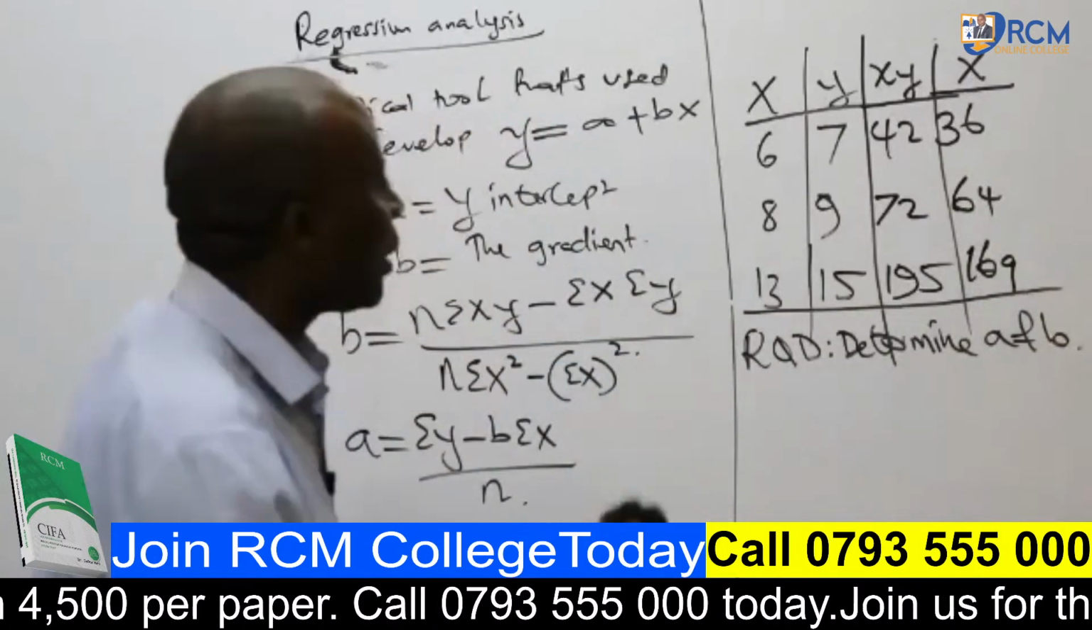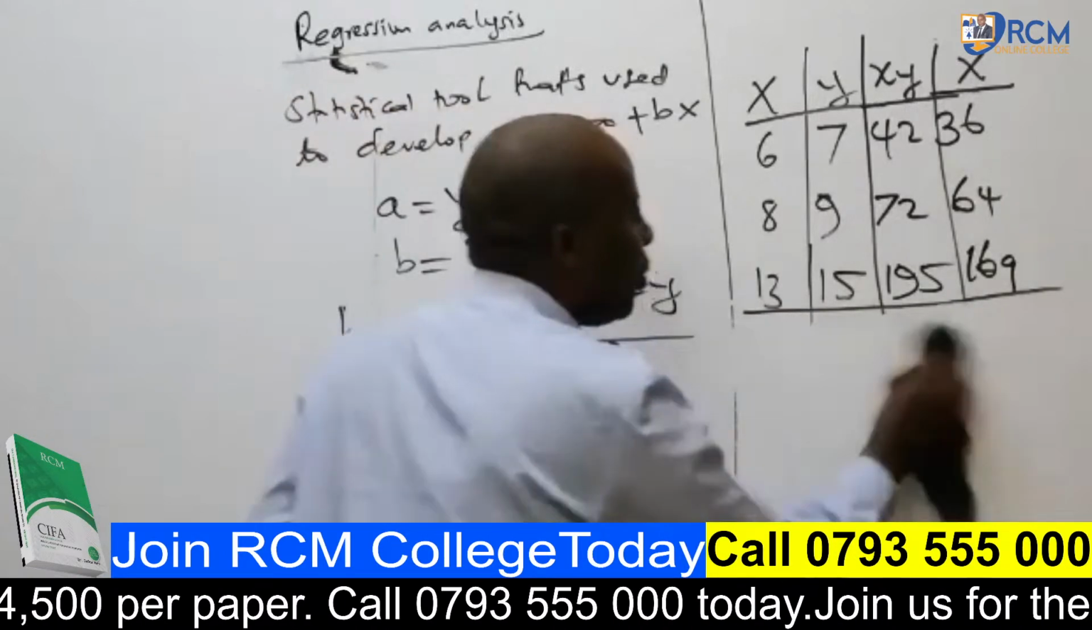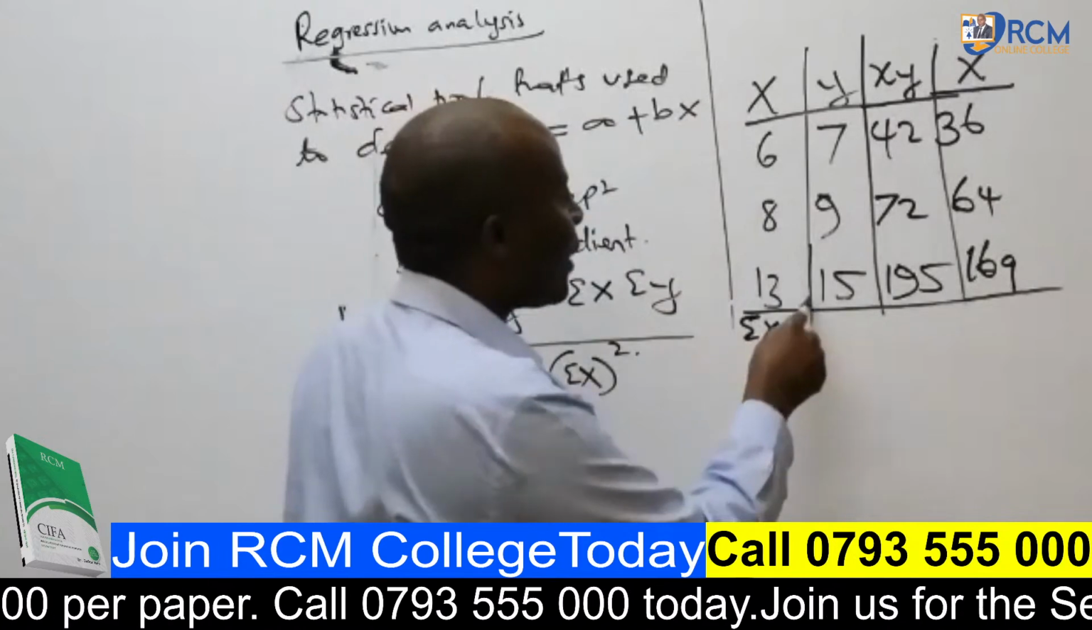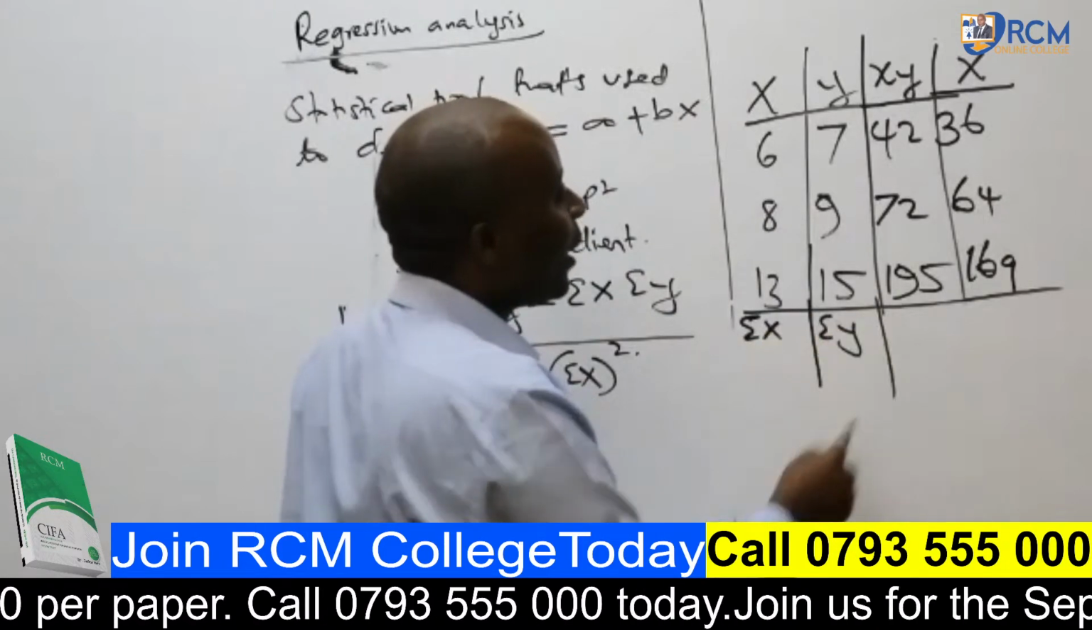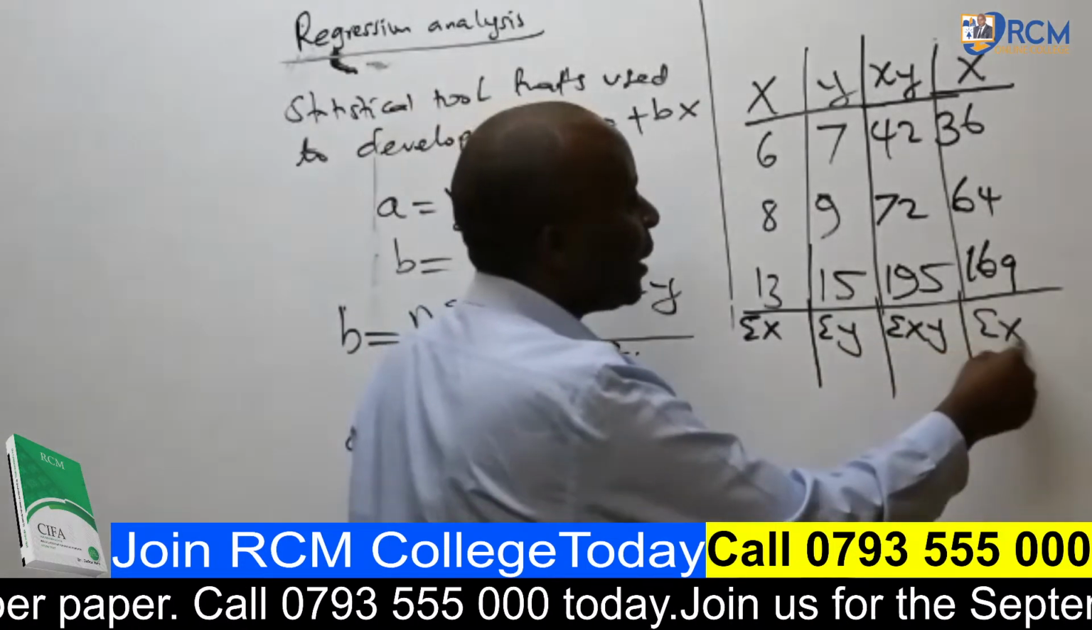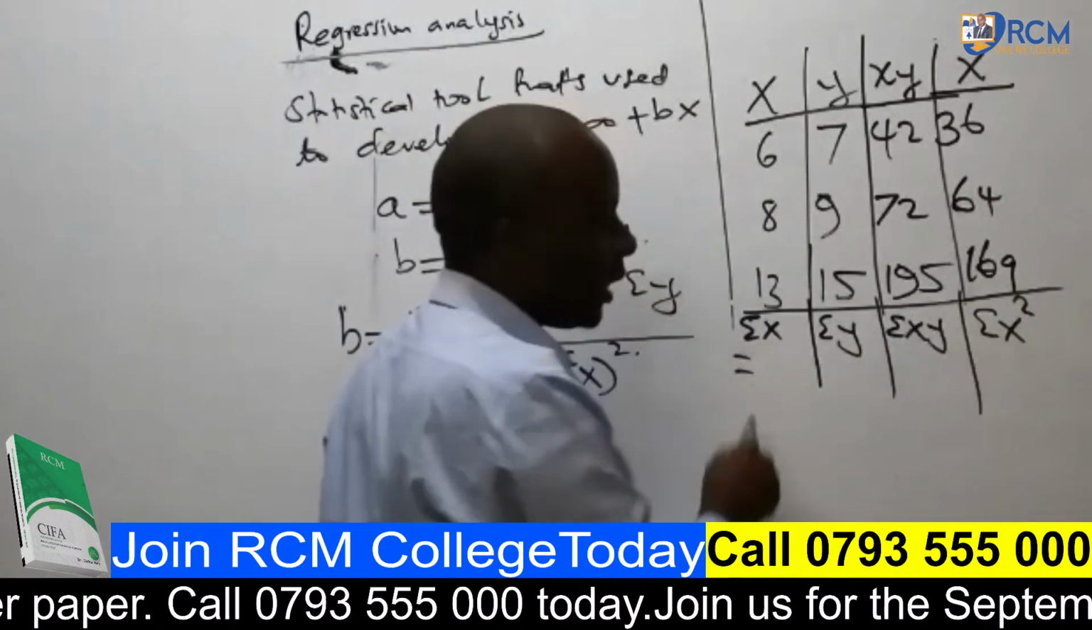You start with summation of x. The first column will give me summation of x. The second column will give me summation of y. The third column will give me summation of xy. The fourth column will give me summation of x squared. So could you kindly help us do this?